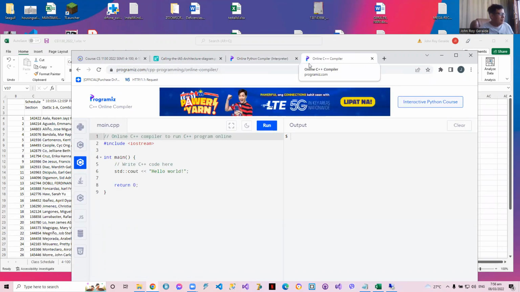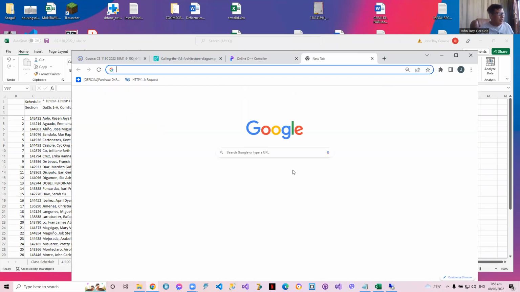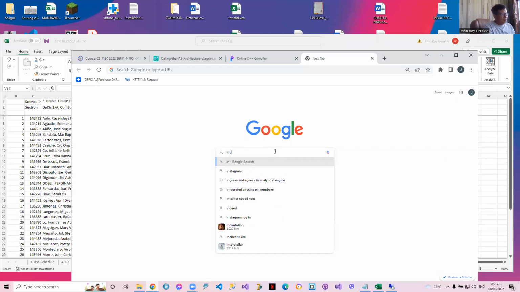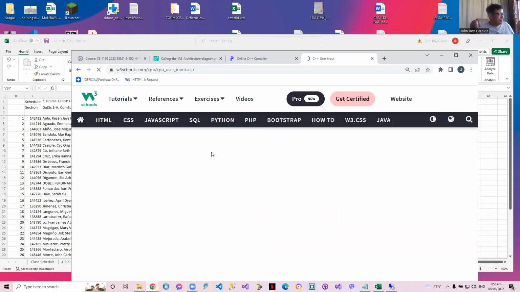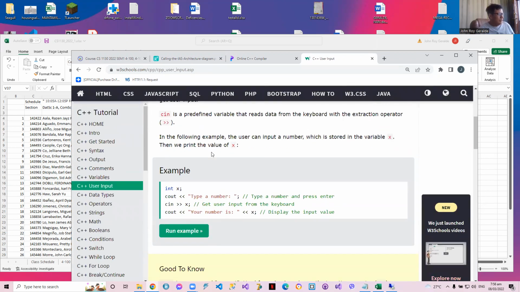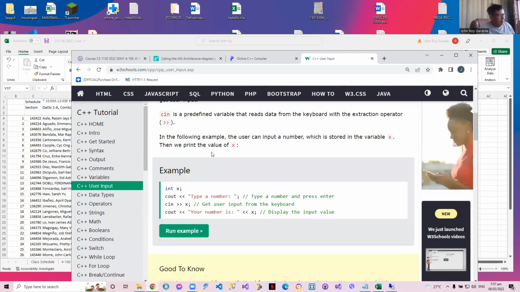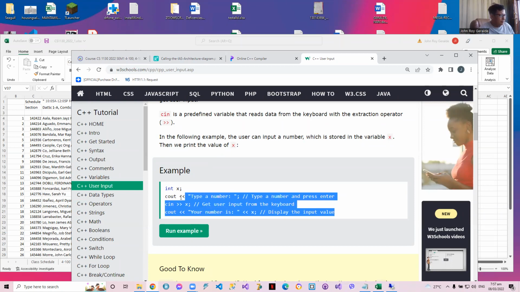Okay. Input. How do you input a variable? How do you input a variable in C++? What we are trying to show here is an if then else statement, which is equivalent to your cout, okay, and cin, okay. Cout will do this, and cin will, okay.